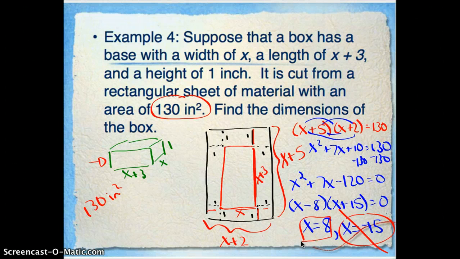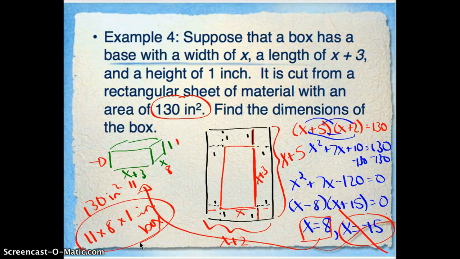But the question asked me to find the dimensions of my box. So if x equals 8, this dimension is 8 plus 3 is 11. This dimension is 8, and this is still by 1, so it's an 11 by 8 by 1 inch box. Okay. All right, that I know is definitely the trickiest problem. And there's another example in your book if you want to look back and refresh on that. And I'll see you in class.